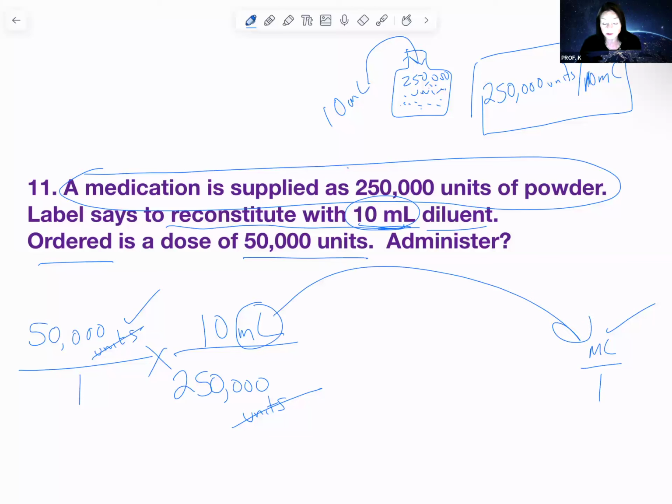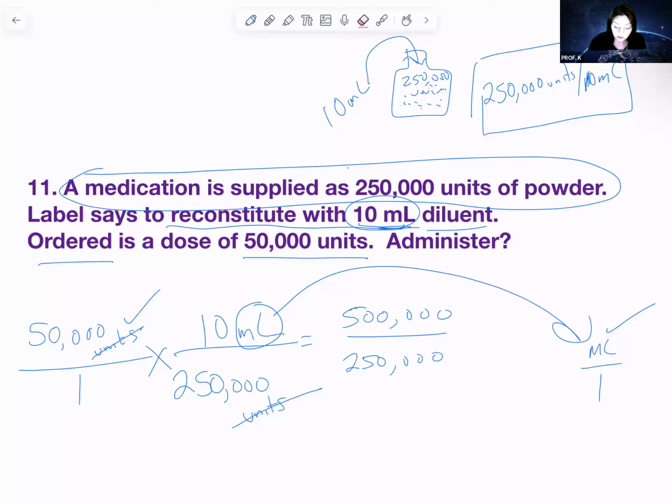Now here's the rule of zeros. Now you can use your calculator. 50,000 times 10 is something gross. I'm sure of it. I cross off zeros, but let's do it. 50,000 times 10, my calculator probably won't even go that far, is 500,000. And then 250,000 times 1 is 250. So when I divide 250 into 500,000, it will give me 2 milliliters.